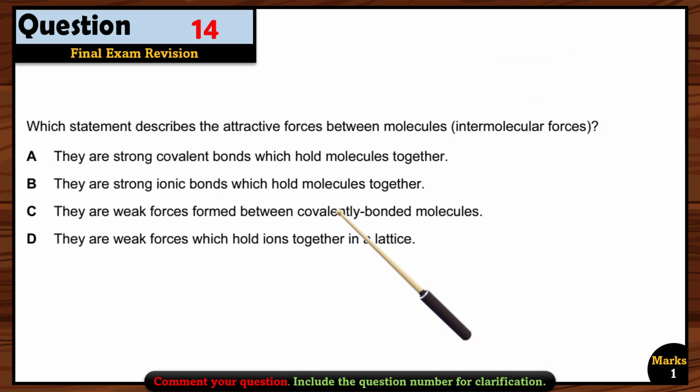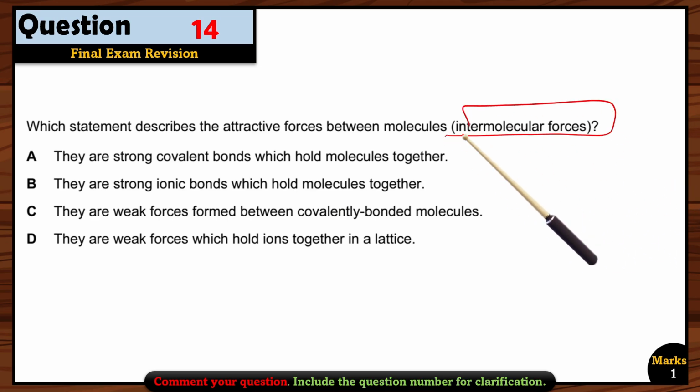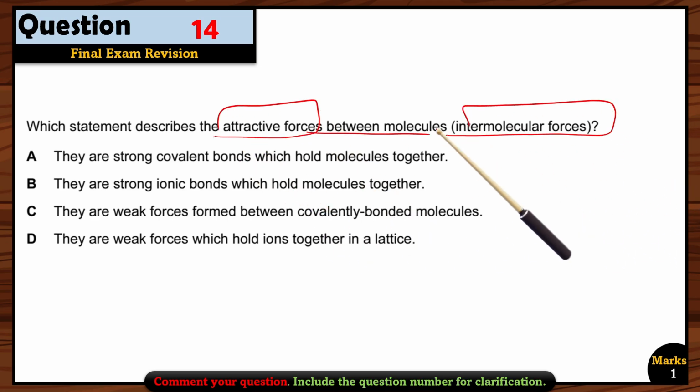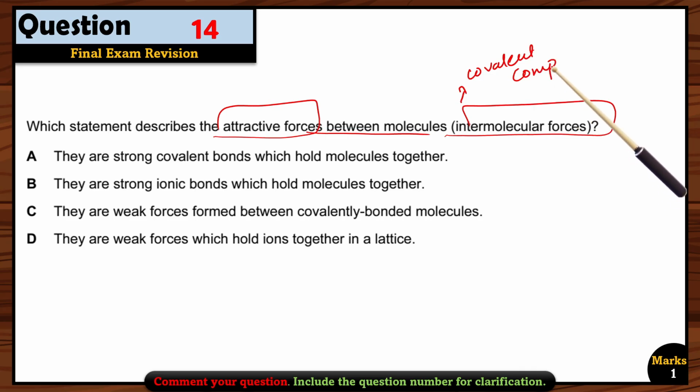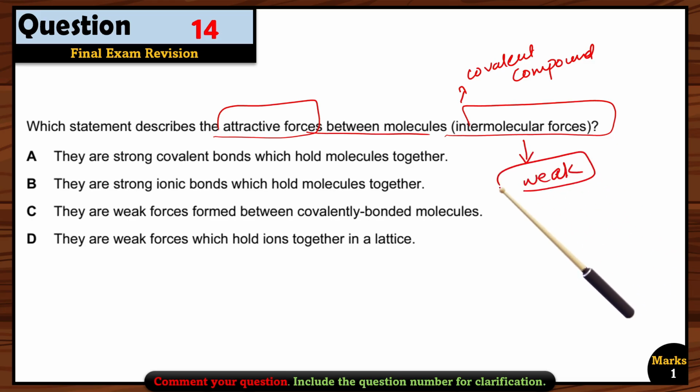Let's see another important question related to intermolecular force, or the attractive force between molecules. One thing you must know is that intermolecular force is only present in covalent compounds. It is not present in ionic compounds or in metallic elements. Only covalent compounds have intermolecular forces, and these are weak forces usually present between molecules. For example, if you have a water molecule, right? This is H2O.